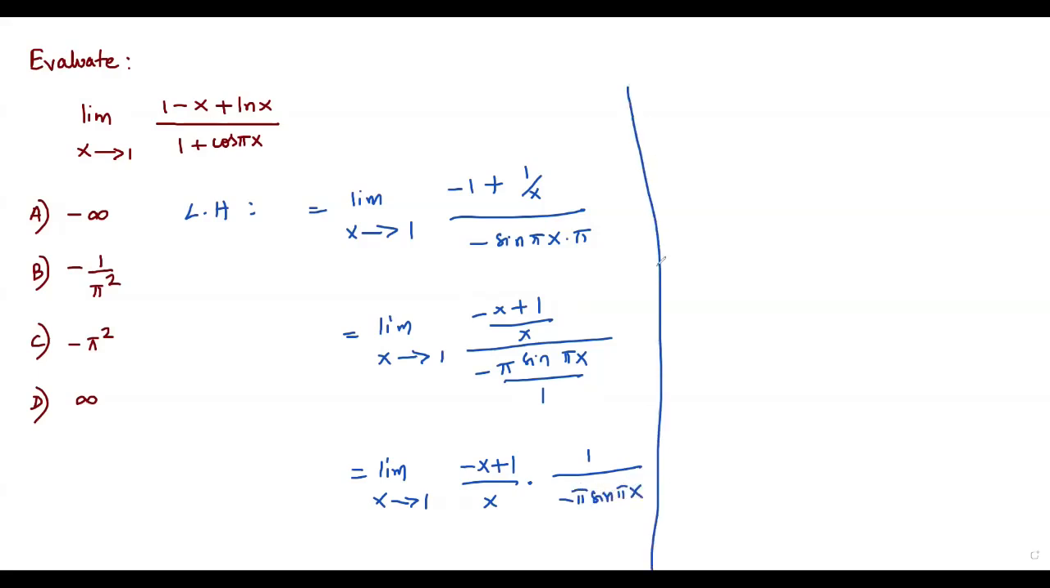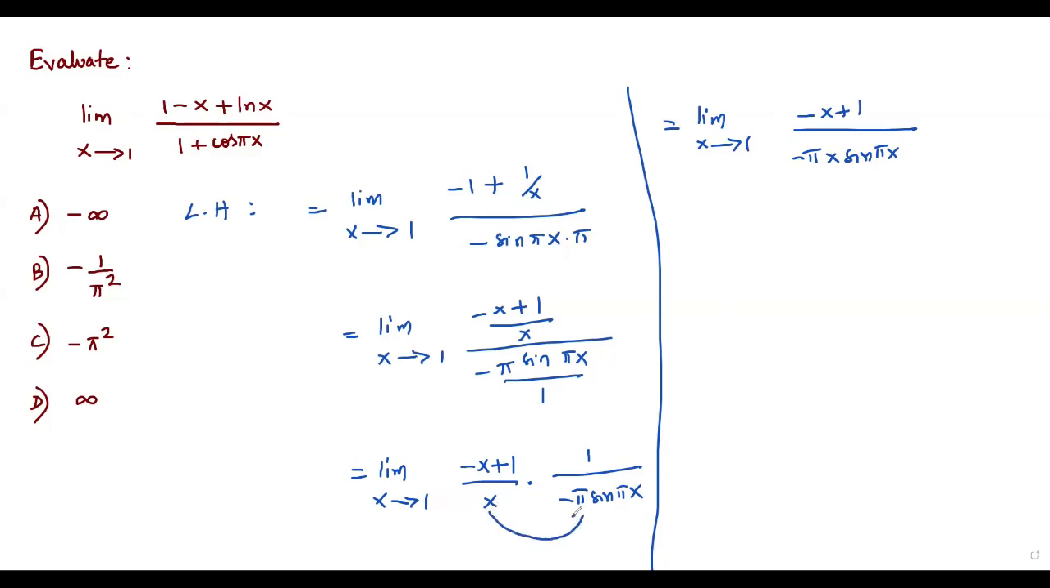Let me continue here. Limit as x approaches 1. Now we can multiply the numerator by the numerator. When I multiply negative x + 1 by 1, I still get the same, negative x + 1. When I multiply x and negative pi times sine of pi x, I can write negative pi times x times sine of pi x, because pi is a constant, so I write negative pi in front of everything.